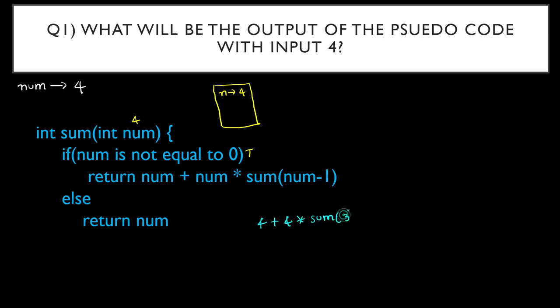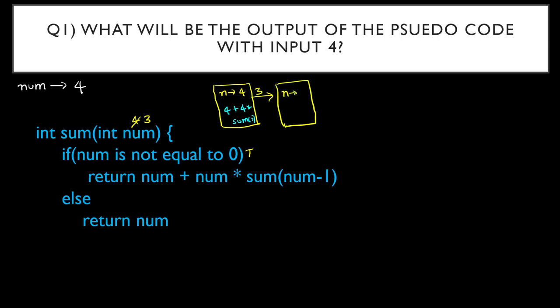That is, num minus 1 is 3. So this will be multiplied with whatever the sum of 3 you will get as the answer. So what we will do is we will write 4 plus 4 into sum of 3. Okay, so we'll just erase this. So sum of 3 means this function will be called again, but with the value 3. So with the value 3, another time this function is called.